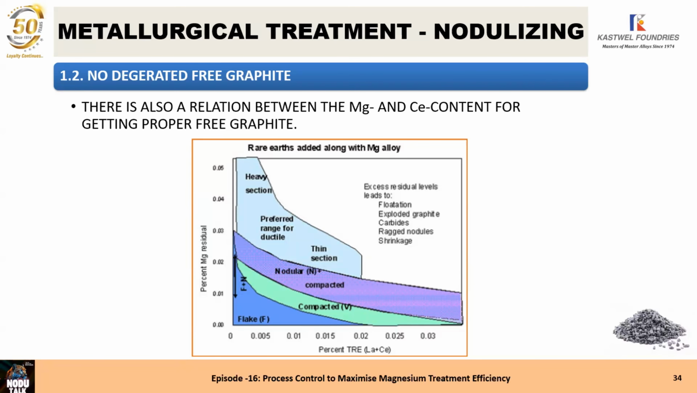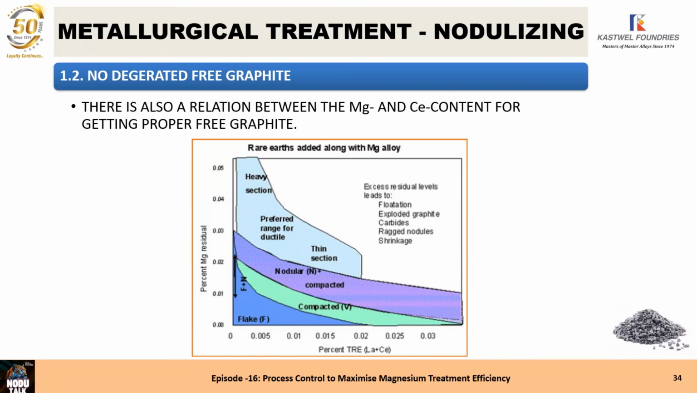If you want no degenerated graphite in the structure, there is a relationship between the magnesium and the cerium content for getting the proper graphite. On the y-axis, you see the magnesium content, and on the x-axis, you see the rare earth content, the RE content.